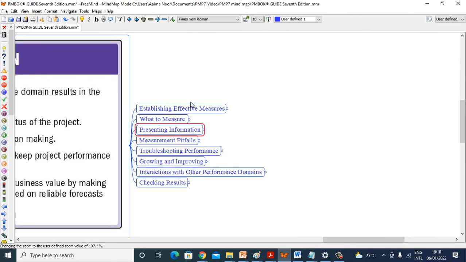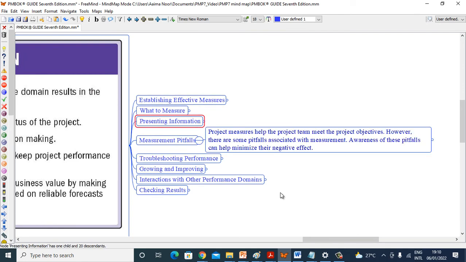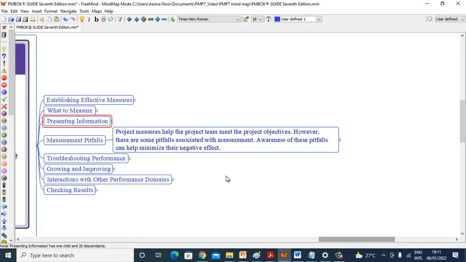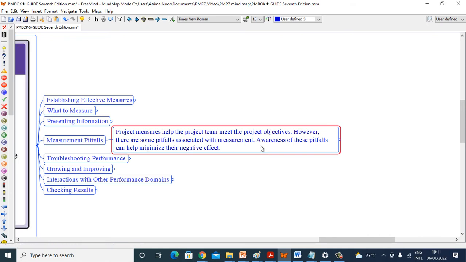Now we'll see measurement pitfalls. Project measures help the project team meet the project objectives. However, there are some pitfalls associated with measurement. Awareness of these pitfalls can help minimize their negative effect.